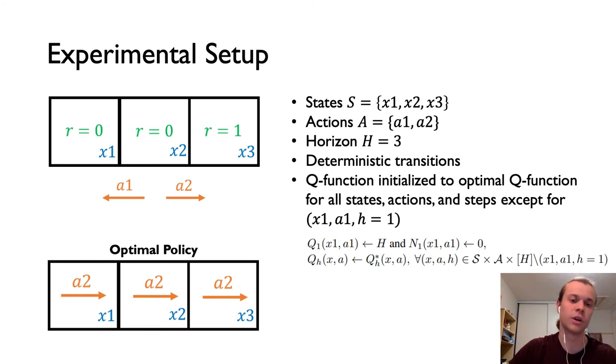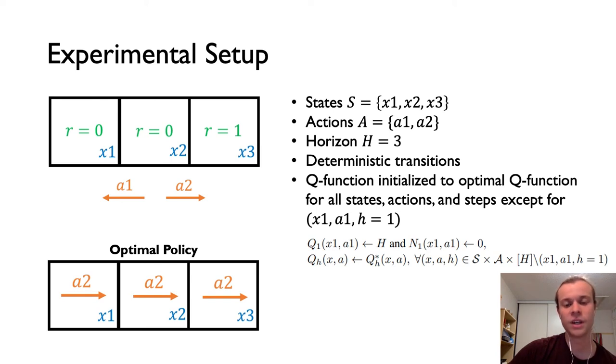There are two actions, a1 and a2, which are left and right respectively. The optimal policy is intuitively just to go right in all the states for all the steps. This makes intuitive sense because you just want to get to the rightmost state. The horizon we choose is 3 for this experiment, and we assume that all the transitions are deterministic, in the sense that if you go left, you take action a1, you will end up one state to the left with probability 1, and the same thing for taking action a2.